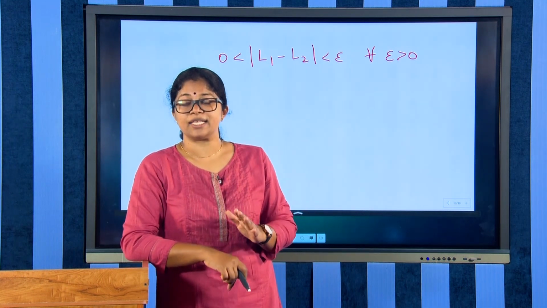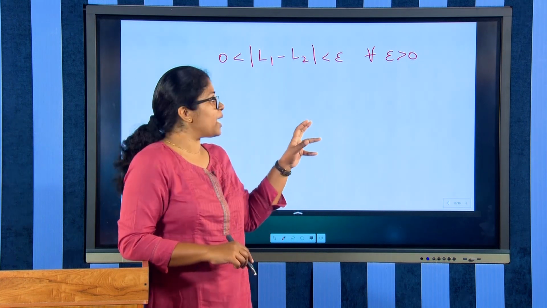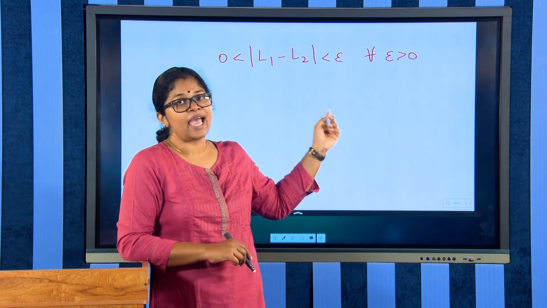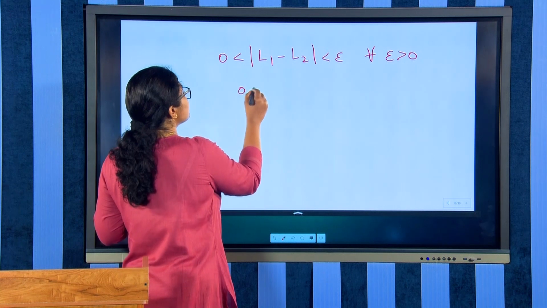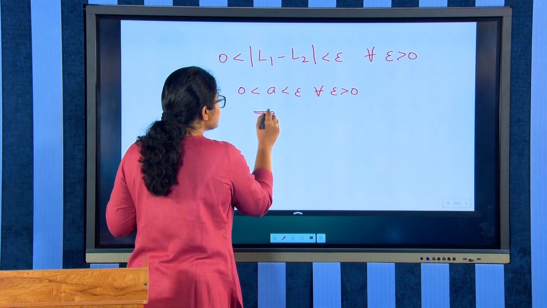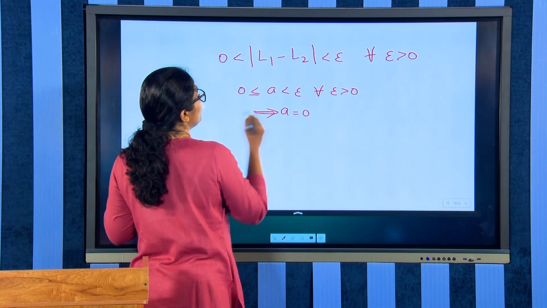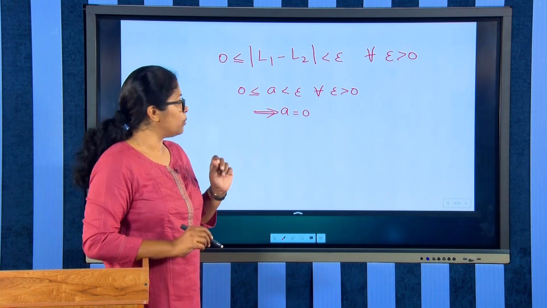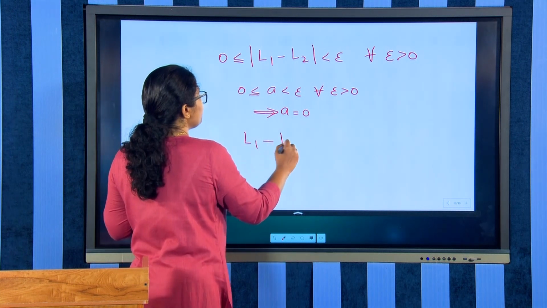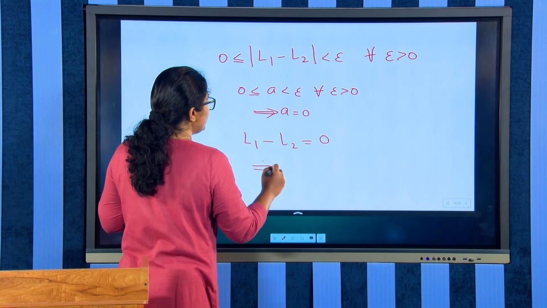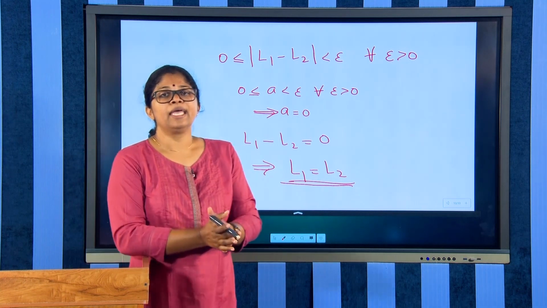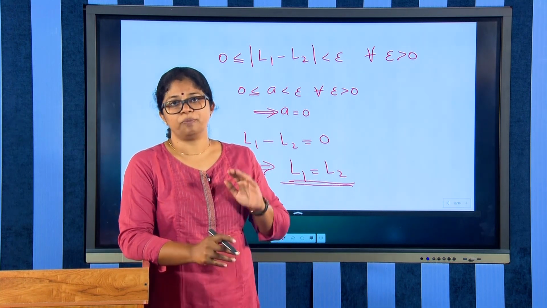So remember, in real analysis, in most of the proofs we will be applying the same techniques. In previous cases also we had applied the same technique, and if you remember, we had studied a result: 0 less than a less than epsilon for every epsilon greater than 0 forces a to be exactly equal to 0. So using this result, we have L1 minus L2 equal to 0, which indicates that L1 is equal to L2. So that shows that if the limit of the function exists, it should be unique.